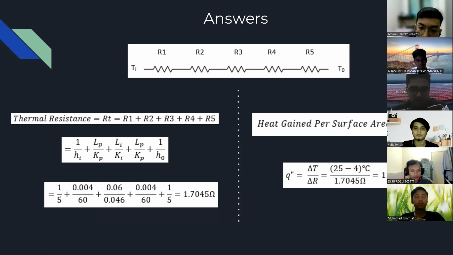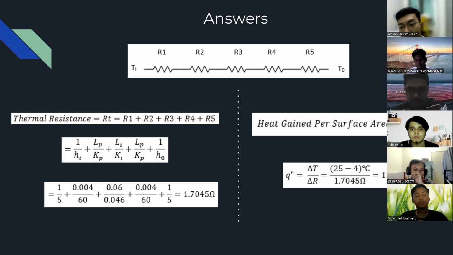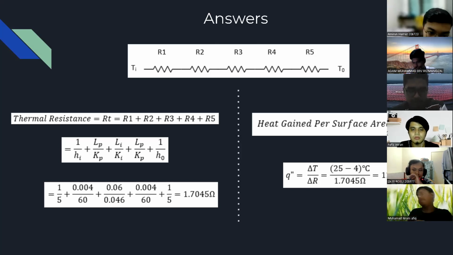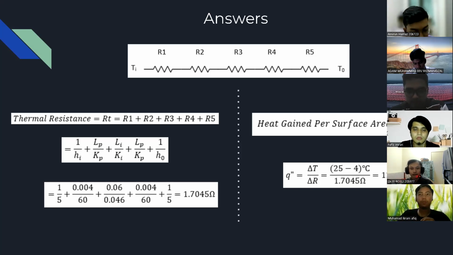So instead of resistance like the electricity, we use the properties that are given in the question just now. So after we substitute the values, we can calculate the total thermal resistance is equal to 1.7045 ohm. So from this value, we can calculate the heat gain per surface area, which is Q over A, which is equal to Q double prime.